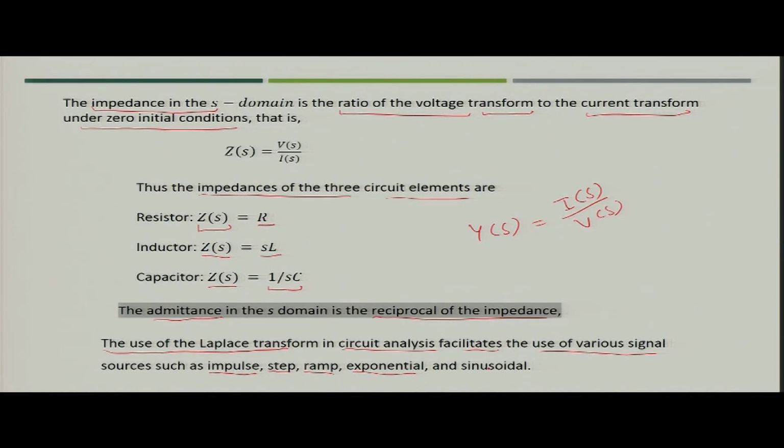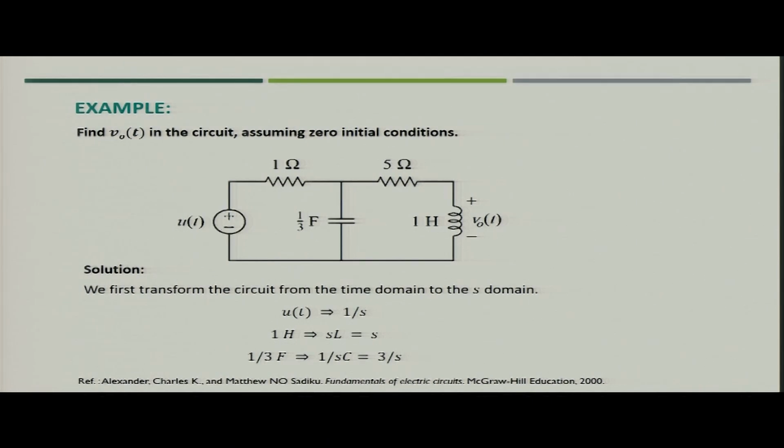So, now let us take some examples so that we can understand how we will utilize the circuit elements and their Laplace transform in the overall circuit analysis. So, let us take one example where we need to find out V naught at any time t across the inductor, and we assume that there is no initial current through the inductor or initial voltage across the capacitor. So, it will have the 0 initial condition.